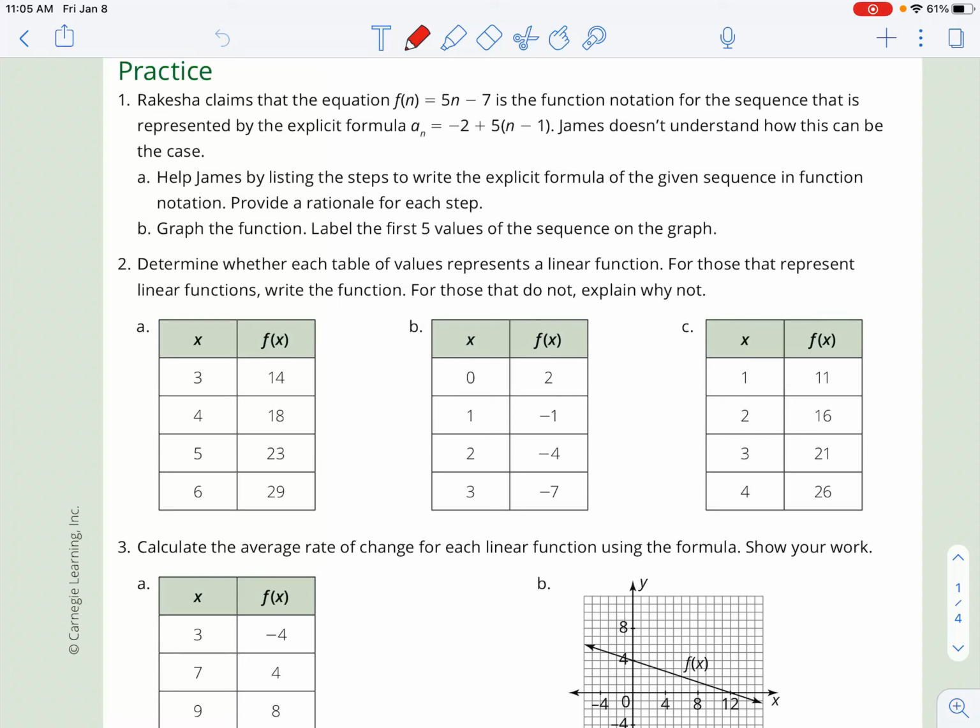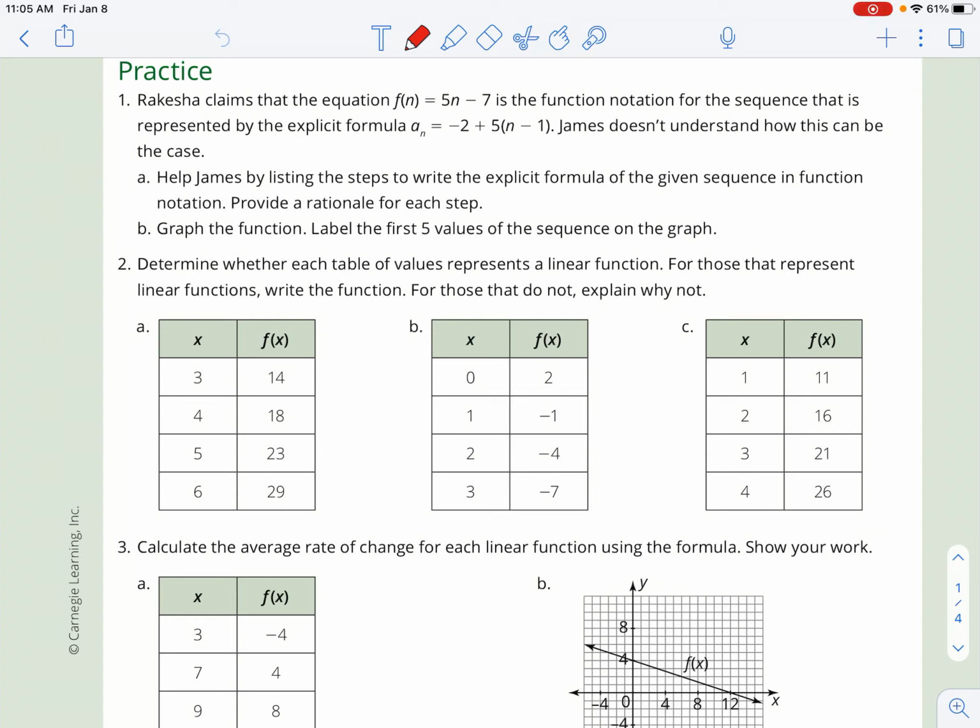All right, practice numbers 1 and 2. On practice 1, Rakisha here claims that the equation f of n equals 5n minus 7 is the function notation for the sequence that is represented by the formula a sub n equals negative 2 plus 5 parentheses n minus 1. And James doesn't understand how this could be the case.